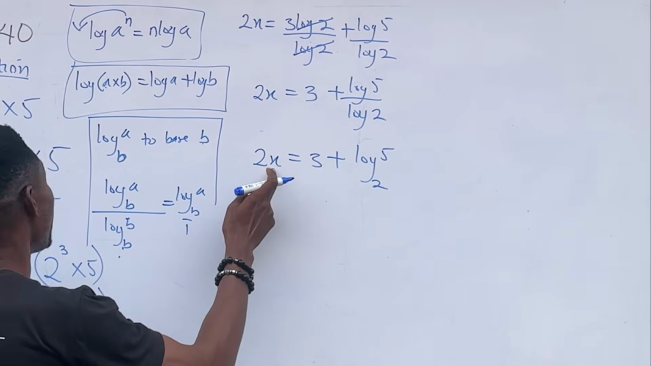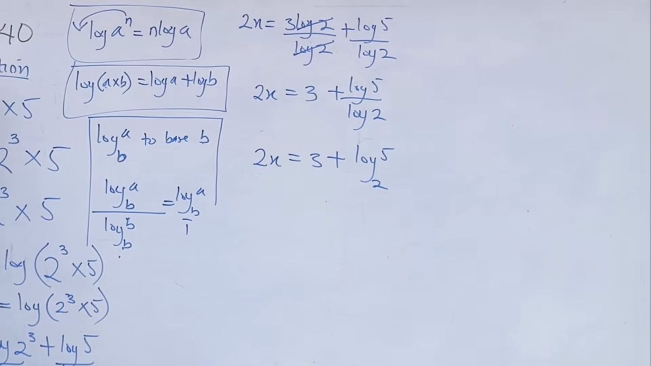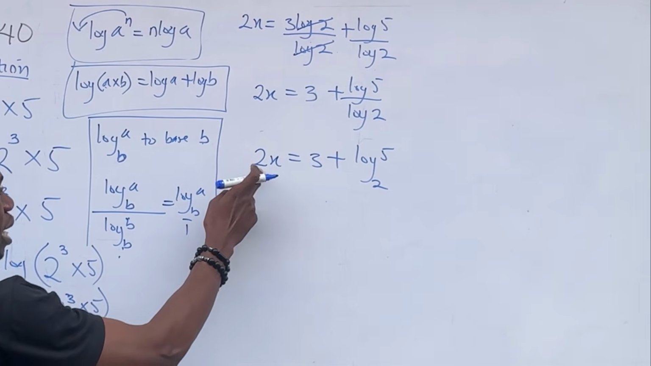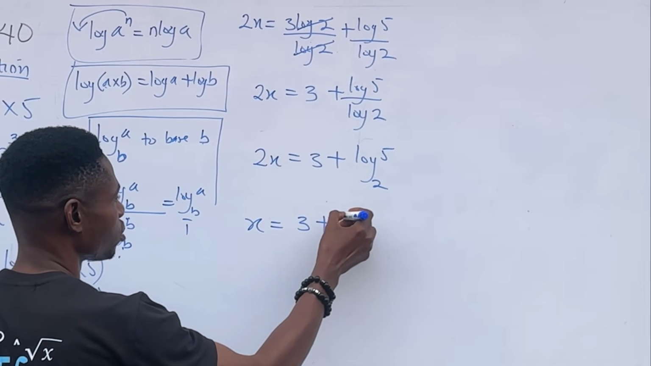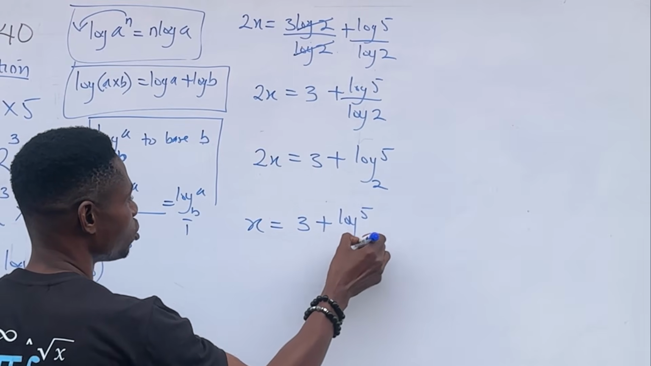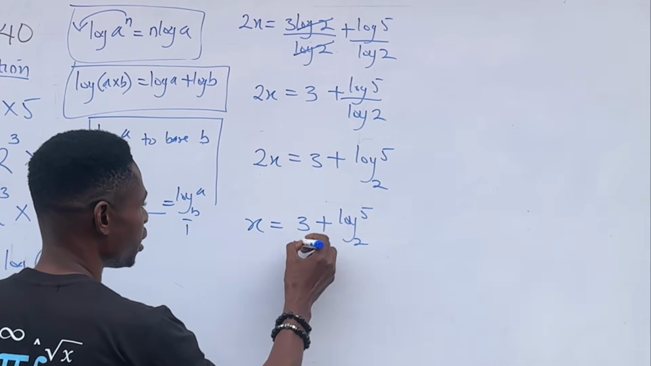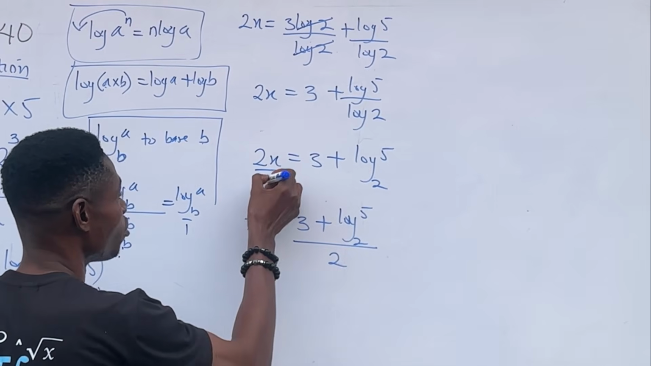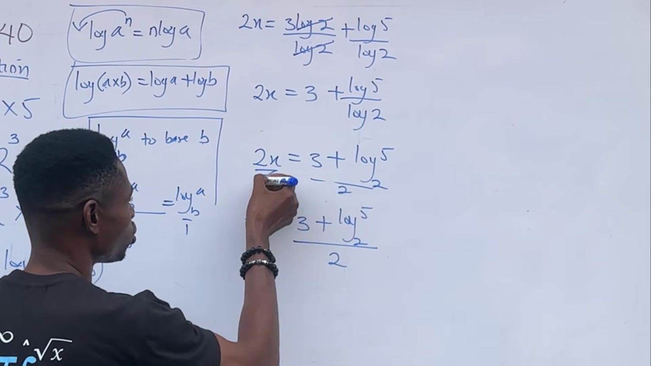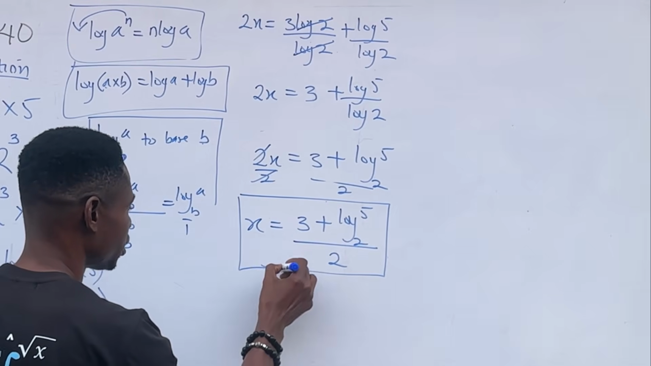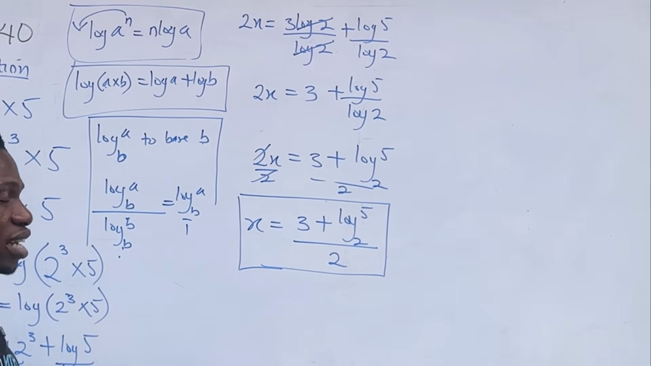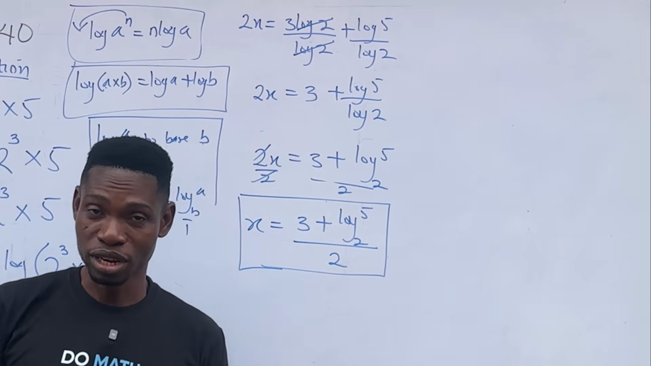Now, to get our x, which is what we are looking for originally, we divide both sides by 2. So our x becomes 3 plus log 5 base 2, divided by 2. Dividing both sides by 2, this will cancel this, and our x becomes this. Now we've solved this without using a calculator.